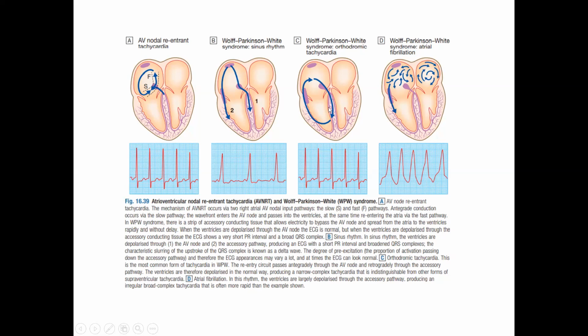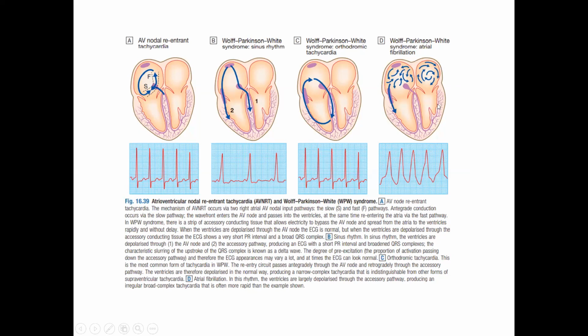But in case of orthodromic tachycardia, there will be re-entry through the additional band. Here it will be coming towards the ventricles. But in C, instead of coming through the ventricles, it will be going through the additional pathway. In case of D, there will be so many re-entries. It is atrial fibrillation.